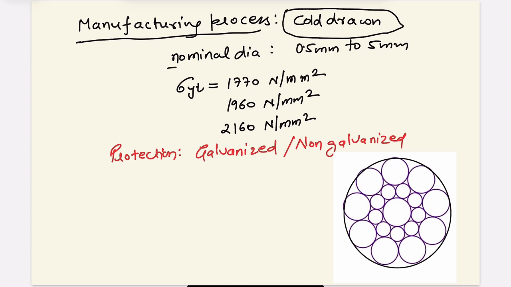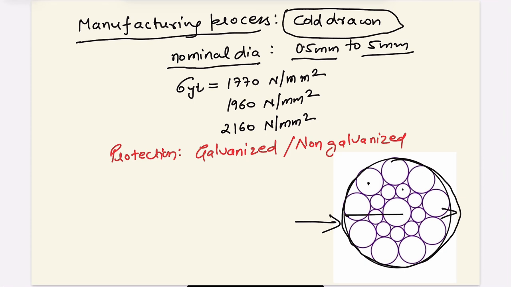The second thing is nominal diameter. The nominal diameters of the wire ropes used in wire rope slings range from 0.5 mm to 5 mm. Now a question comes to your mind: what exactly is nominal diameter? Suppose this is the cross section of the basic wire rope. The theoretical diameter, the smallest circle that passes through all the strands, is basically the nominal diameter.